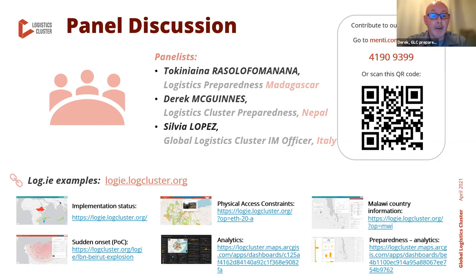Hello, everybody. My name is Derek McGuinness. As Martin has already said, I'm the Logistics Preparedness Officer here in Kathmandu, Nepal, working from WFP Country Office. The national government already has a very good working platform called BPAD. The difficulty they had was that the WFP Country Office here was trying to introduce road access constraints mapping, but it wasn't very successful.